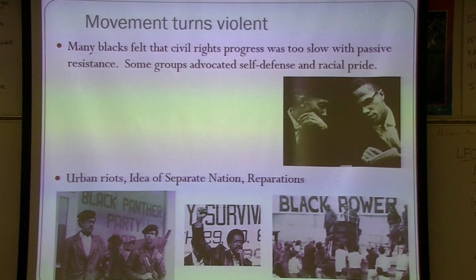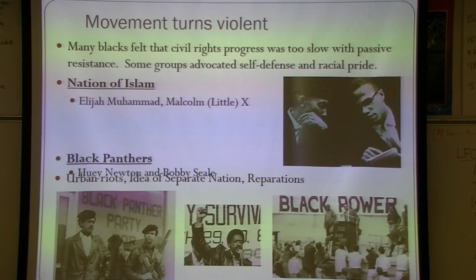All right, and in the late 60s, the civil rights movement for African Americans will turn violent. And this is where I've already mentioned the urban riots. We're going to have the idea of some groups saying we need to have a separate nation. We're going to have others that say they need to have reparations because the backbone of the United States was built on the back of slaves. So the descendants of those slaves should be paid for what they had here. And so we're going to have various groups that come about in here.